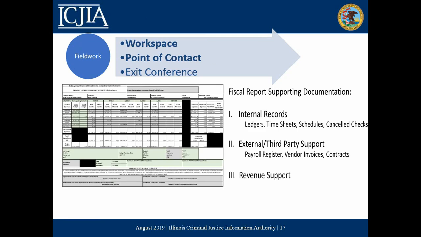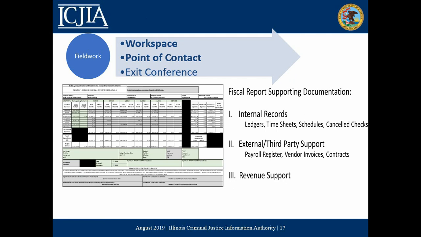Upon arrival, the auditor will need a workspace that has internet access. The grantee must have a point of contact available for the duration of field work who is able to answer questions regarding the financial reporting and gather additional documentation as needed. Further, the auditor will want the grantee to show the reporting of grant revenue received from ICJIA in the general ledger and trace it to the agency's bank statement for each fiscal report.